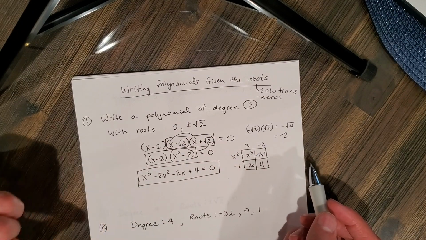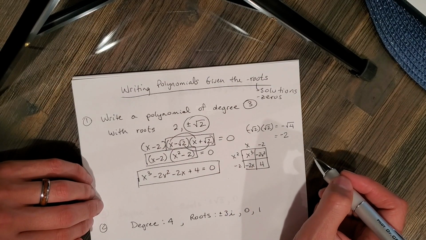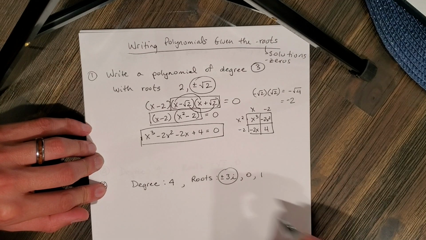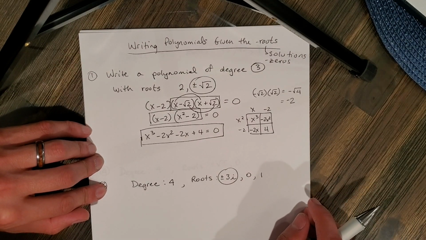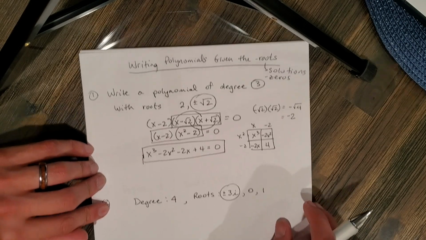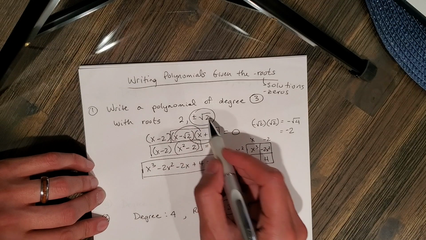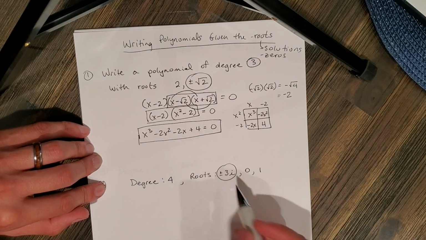Okay? Now, I need to point out that irrational answers, irrational means it has a square root in it, and imaginary answers, which we'll do in the next example here, always come in pairs, in opposite pairs. So notice here we have a positive and a minus, a positive and a negative square root of 2. Right here we have a positive and a negative 3i.